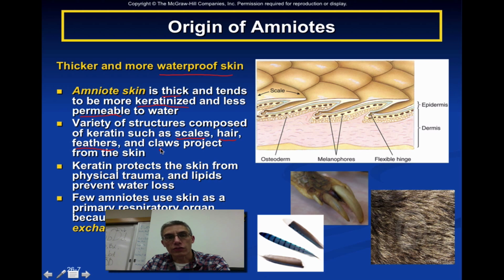And any claws that you would find in any of these groups is going to be, again, a projection from that skin, which is going to be primarily composed of that keratin material. So keratin is going to be used to protect the skin from physical trauma. So definitely prevent any damage from occurring to that skin. And the lipids themselves that you would find, the lipids would be those fats that you would find in that particular skin that you're looking at, is going to help to prevent water loss also.